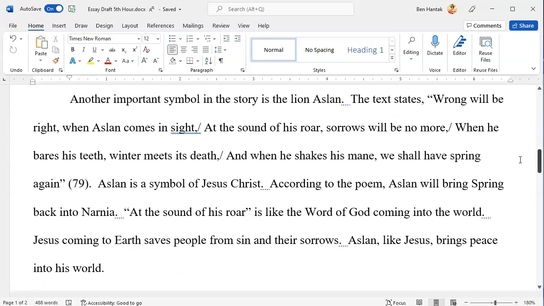Another important symbol in the story is the lion Aslan. The text states, "Wrong will be right when Aslan comes in sight. At the sound of his roar, sorrows will be no more. When he bares his teeth, winter meets its death. When he shakes his mane, we shall have spring again." Aslan is a symbol of Jesus Christ. According to the poem, Aslan will bring spring back into Narnia.